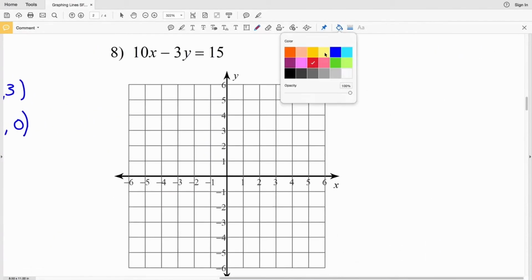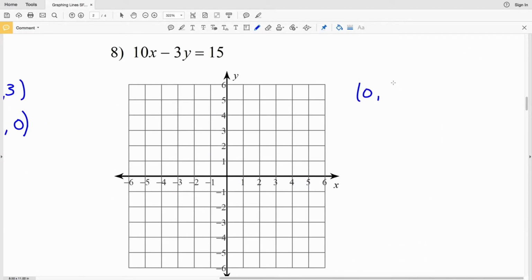And number 8, again, we're going to solve for the y-intercept, and we're going to solve for the x-intercept. So that is, when x is equal to 0, so 10 times 0 is simply 0, we'll have negative 3y equals 15. Divide by a negative 3 on both sides to get that y is equal to a negative 5. So when x is 0, y equals negative 5.